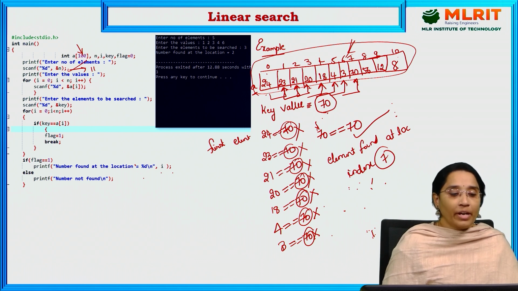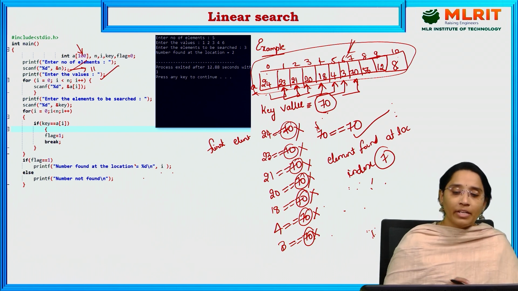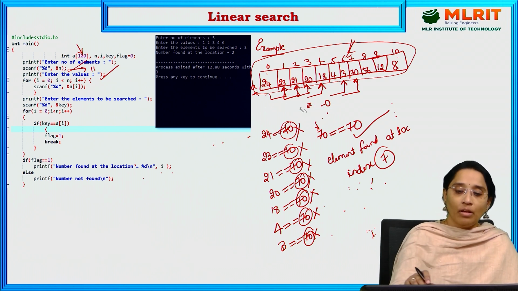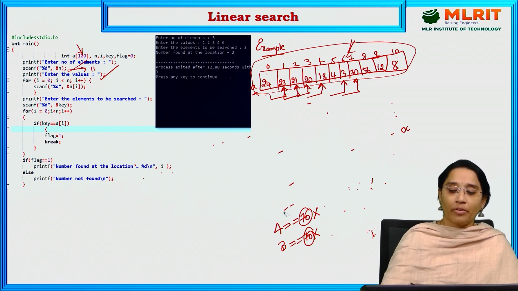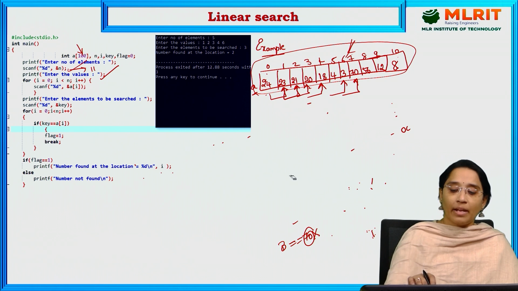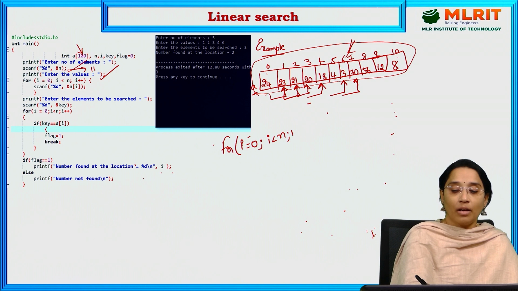Next printf, enter the values. So how to enter the values in the array? We need a for loop. We need a for loop to enter the values in the array. So how will you enter the values? By using the for loop. Why? Because it's an array and the array's index positions start from 0. So I'll write it clearly here. For i is equal to 0, i less than n, i plus plus.